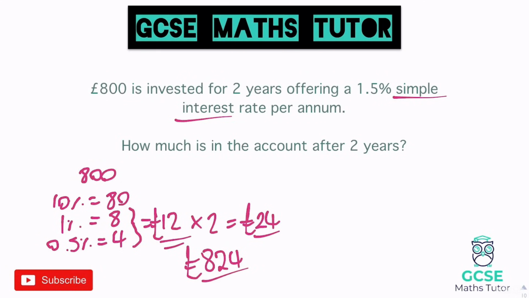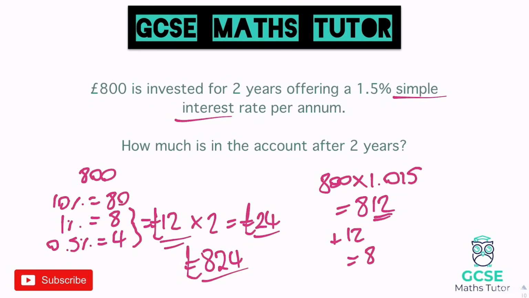Now if you've got a calculator here, you can always use a multiplier method. So we could do 800 and we could times it by 1.015, and that gives us the answer 812, telling us that in that first year we've earned £12 interest. So adding another 12 would give us 824, the same answer. Or you could times it by 0.015, and that would have just straight up given you the 12, and you can add that on for how many years for simple interest.